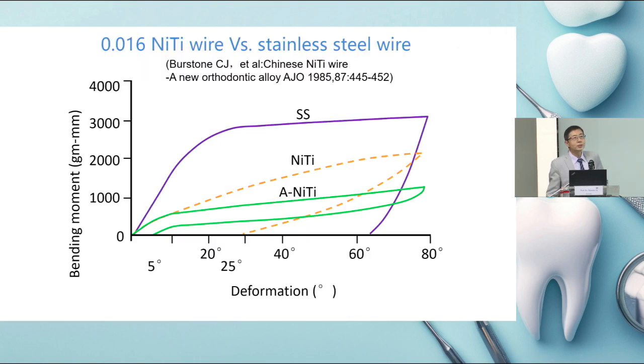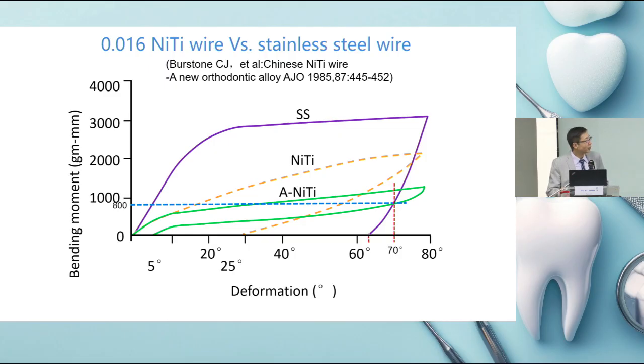We still use Dr. Burston's paper. Now we use the unload part. We find a 70 degree here, and for the Chinese light eye, the bending moment is about 800. From here to here, this is about 64, right? So 6 degree changes. The bending moment went from 800 to 0.